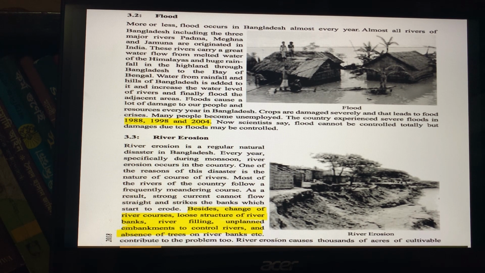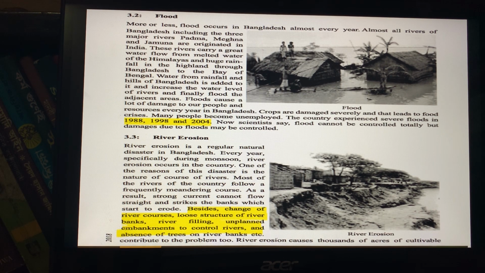River erosion, number 3. This is also common in our country, and it specifically happens during monsoon time. Why? Because we are a riverine country and we have almost 700 rivers in our country. These rivers don't have a straight path. They have many curves. So when a strong current goes through these rivers, they cannot flow straight and they strike the banks which start to erode.